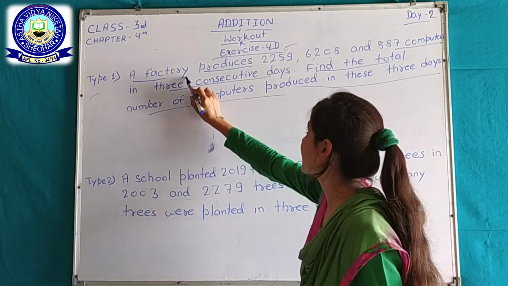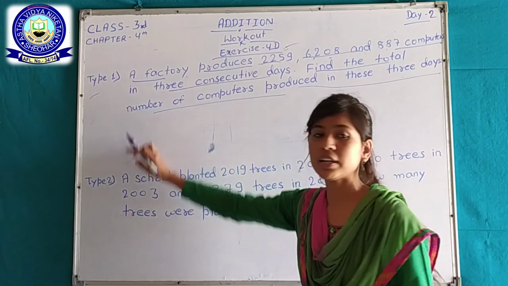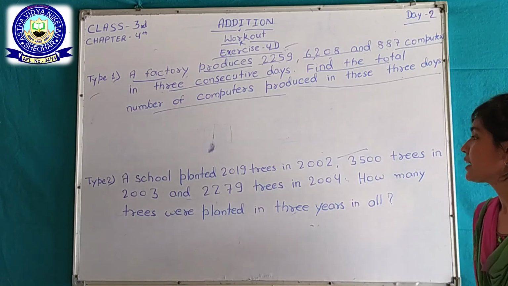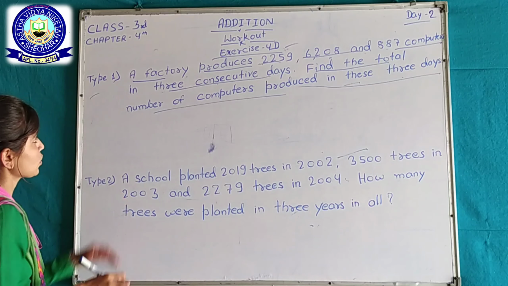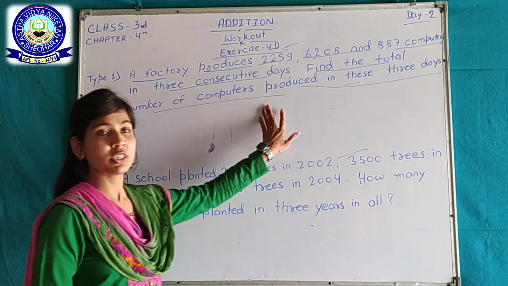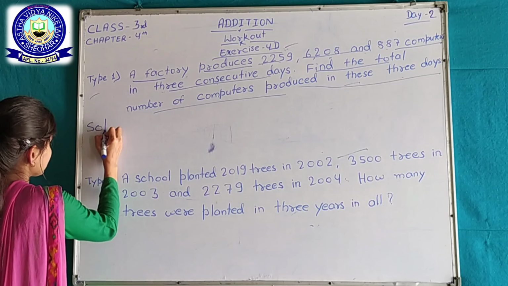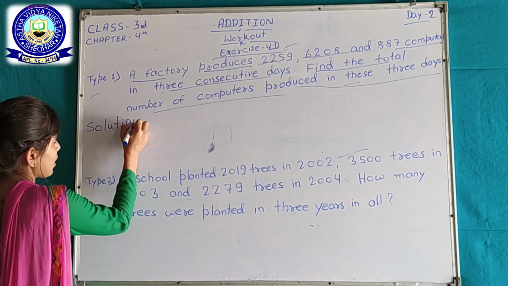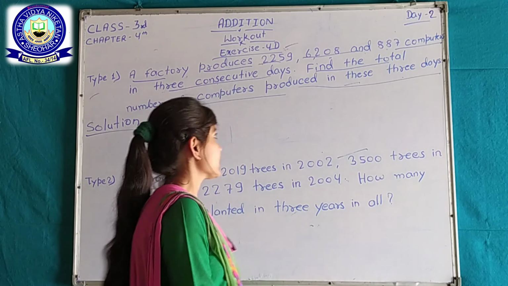यानी एक फैक्ट्री इतना सारे कंप्यूटर को कंटिन्यू क्या करता है, प्रोड्यूस करता है, तो टोटल कितना कंप्यूटर उसने प्रोड्यूस कर चुका है इन 3 दिनों में. So we have to find the total number of computers produced in 3 days. So you have to add to find out the total number of computers produced in these 3 days.